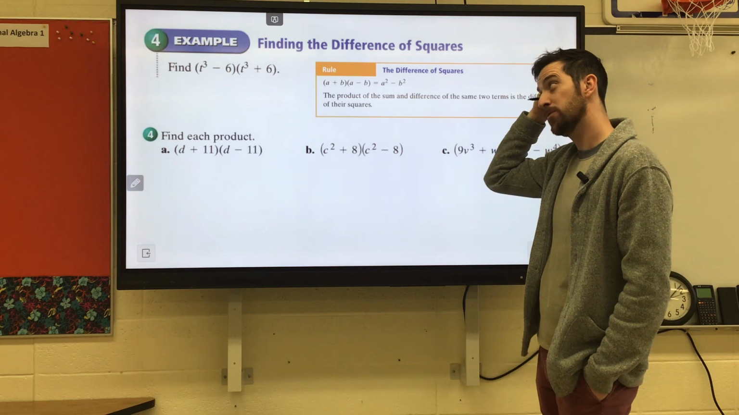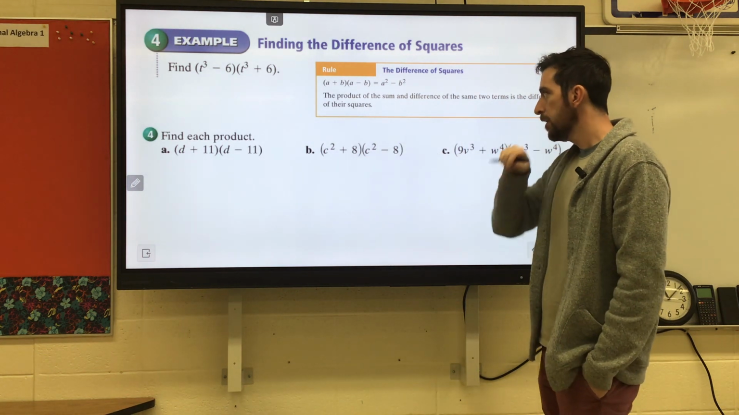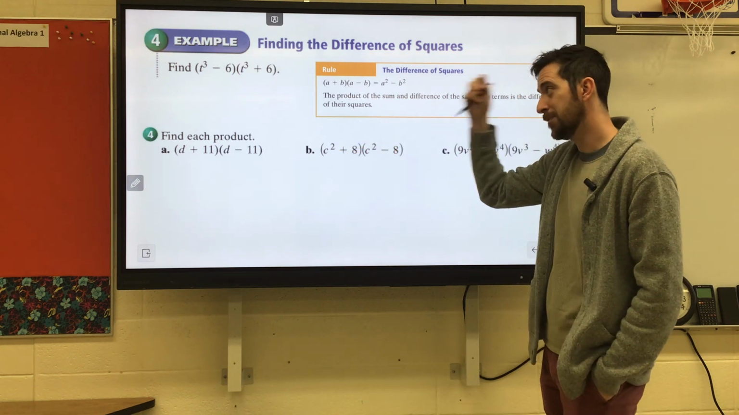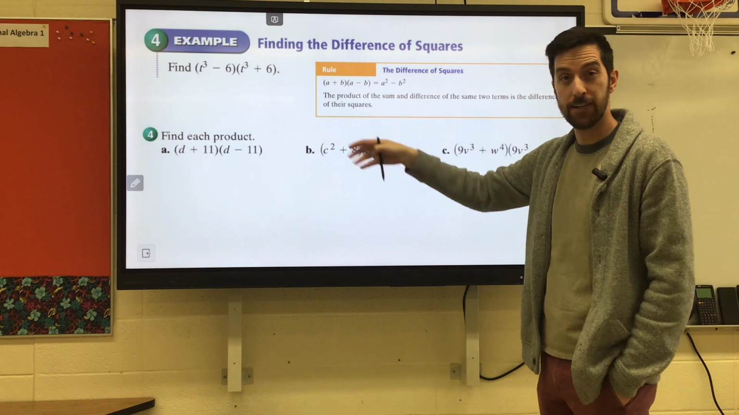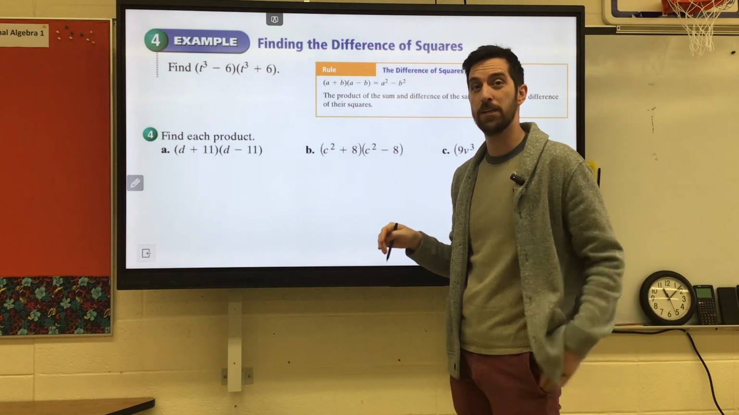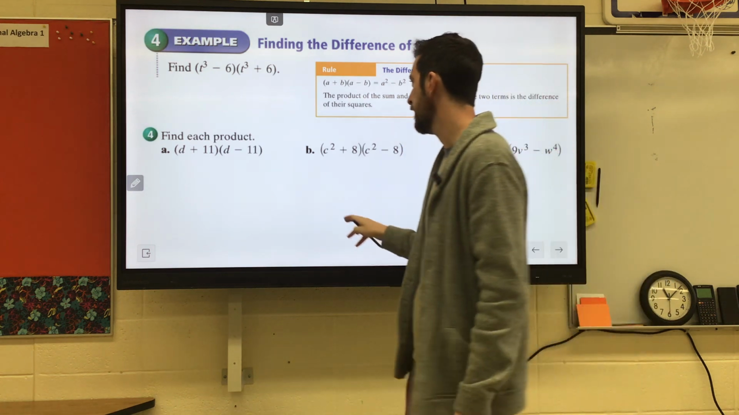All right, now here's one where it actually is pretty nice. And let me show you by doing A here, just normal. If you look, it's d plus 11 times d minus 11. It's the same exact thing, except one is a plus, one's a minus. That's called a difference of squares. And let's see what happens if we just FOIL that out.